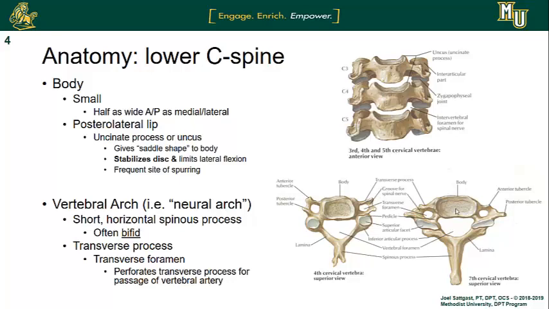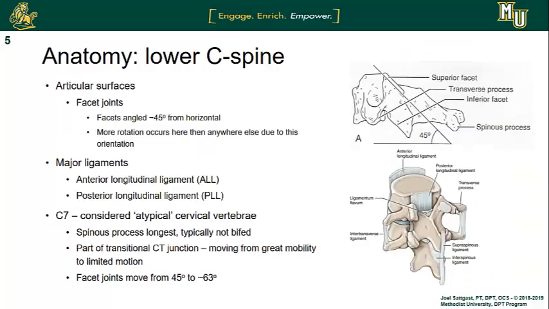The vertebral arch or the neural arch is short, it's horizontal, it's often bifid as well, and it leads out to the spinous process. The transverse process then is where we find the transverse foramen, which is where we see the vertebral artery passing through.